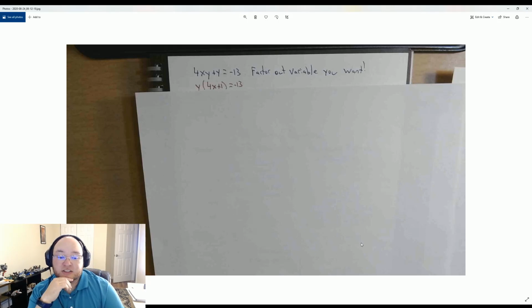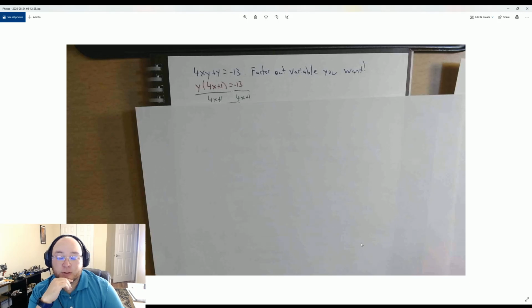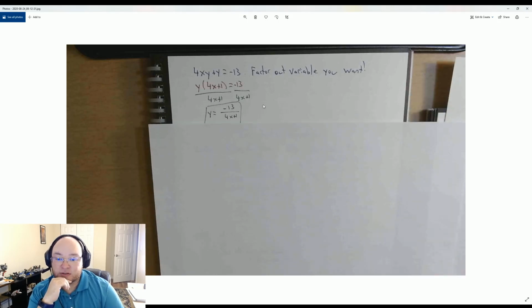The reason that's good is now we can divide both sides by 4x plus 1. Canceling it out on this side, 4x goes away, plus 1 goes away, leaving you y equals negative 13 over 4x plus 1. And that's your answer. So when you have these questions where you have to factor out, you're going to get something like that.